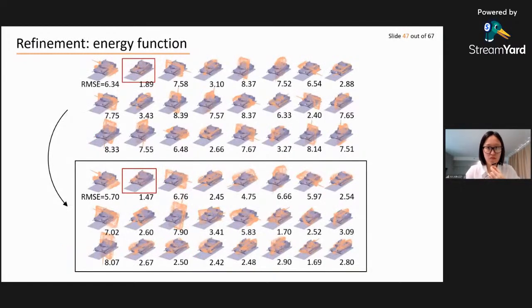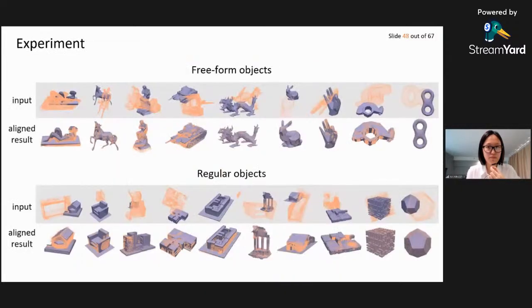This example shows the results of applying refinement to all candidates' alignments. The root mean square error is listed to indicate the improvement brought by the refinement step. The best result is highlighted with a red frame. The experiment is conducted on a collection of 19 objects, including both real-world multi-view stereo point clouds and synthetic data.